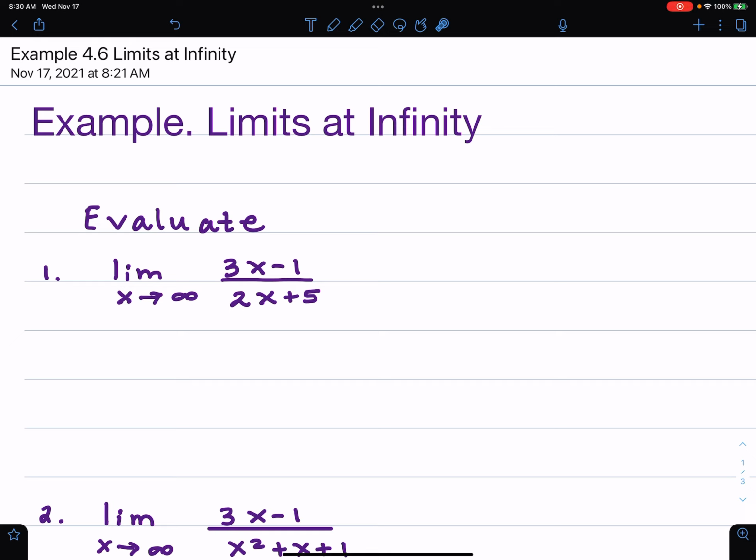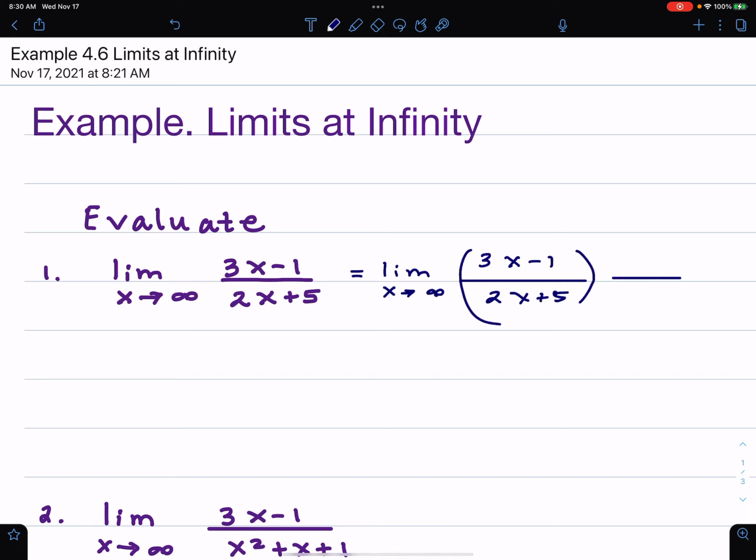And what we do to solve these problems is we look at the denominator, and out of the denominator, we look at the term with the highest degree. So that would be this x here, degree 1. And we divide by that power. So here we have the x has the highest degree, and so I'm going to divide by x. And you do that to the numerator and denominator.